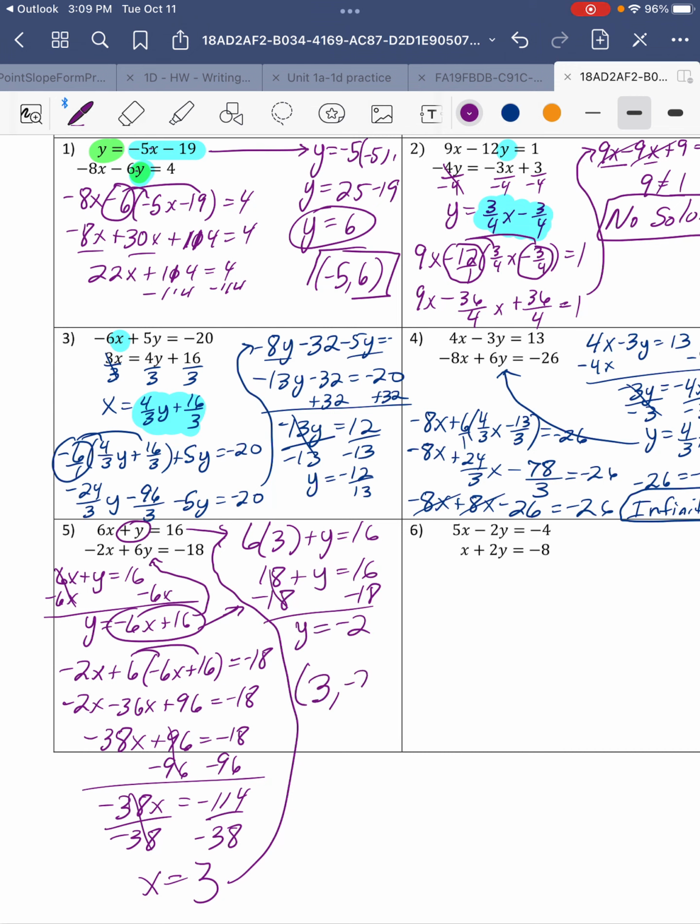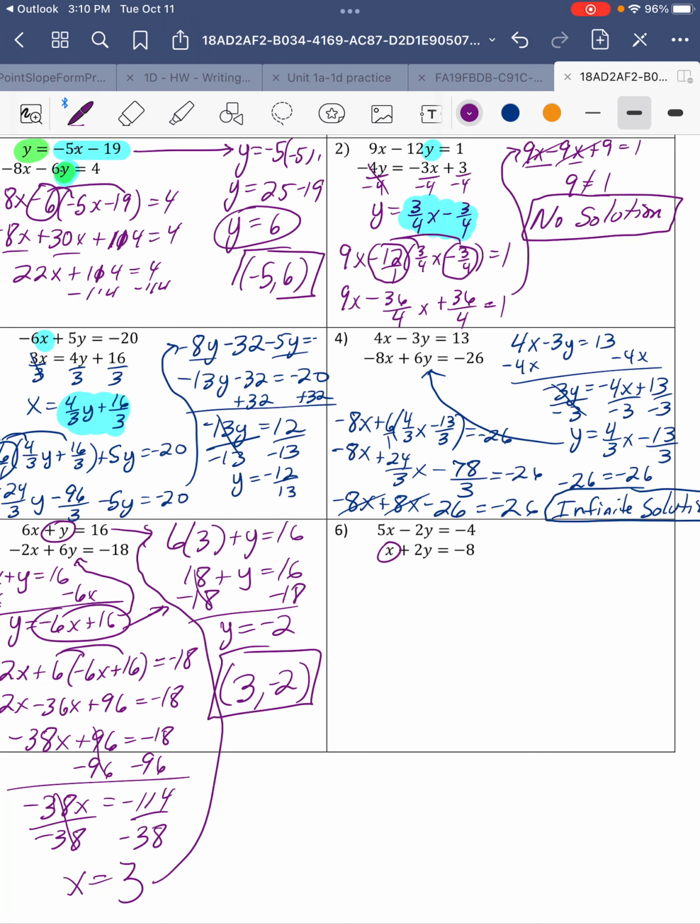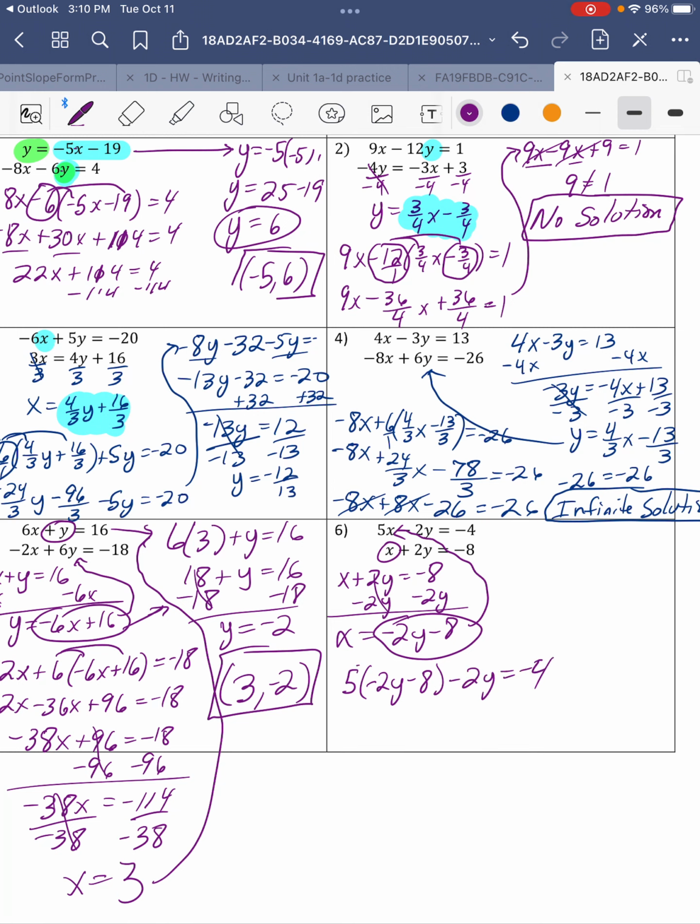And number 6, the last problem. I'm going to choose the x in the bottom equation. Again, it never matters. Just try to do something that's easiest. So I'm going to subtract 2y. X equals negative 2y minus 8. I'm going to replace what the x equals into the other equation. So 5 times negative 2y minus 8 minus 2y equals negative 4.